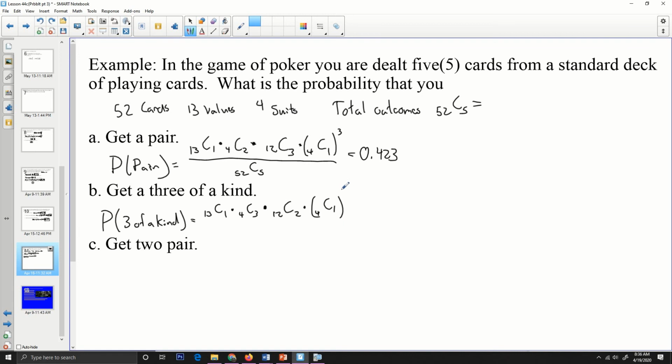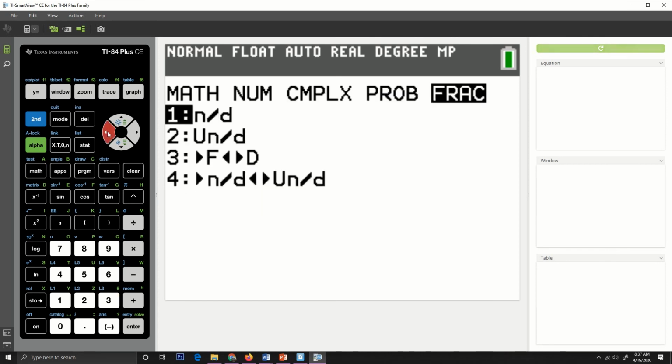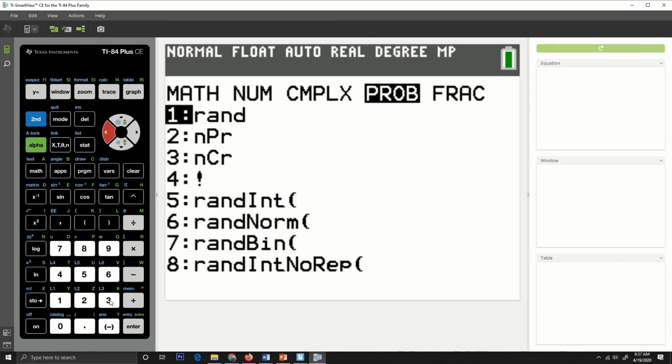But we have to hit square on that over 52 choose 5. Okay. So we're going to calculate our triple, and this time, instead of using that fraction bar, because I just want the decimal value, I'm going to make a parenthesis for the numerator, and I'm going to divide by a parenthesis for the denominator. So there are 13 different values, and we want to choose 1 value for the triple.